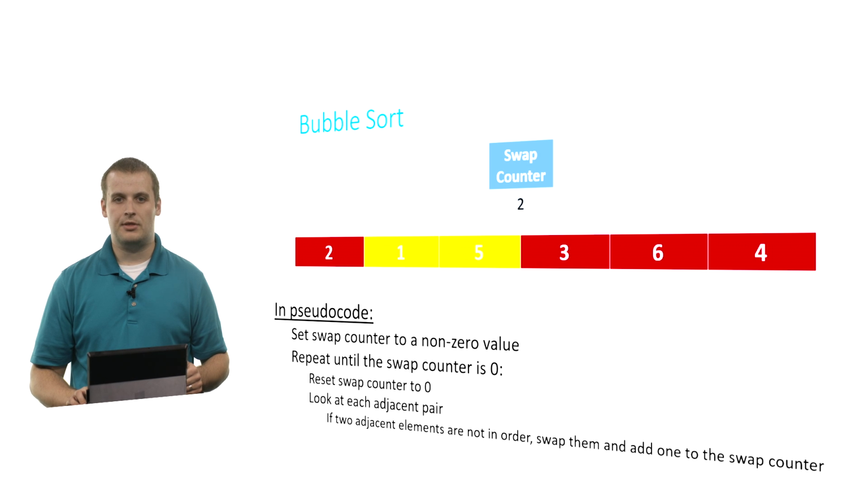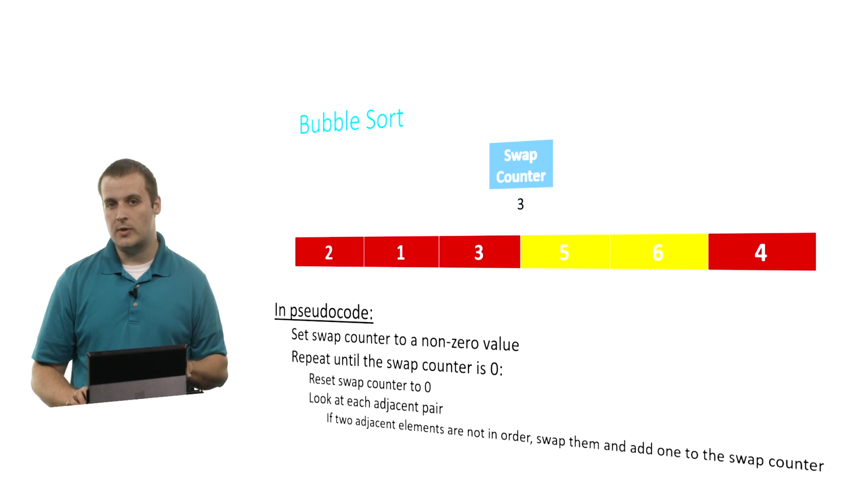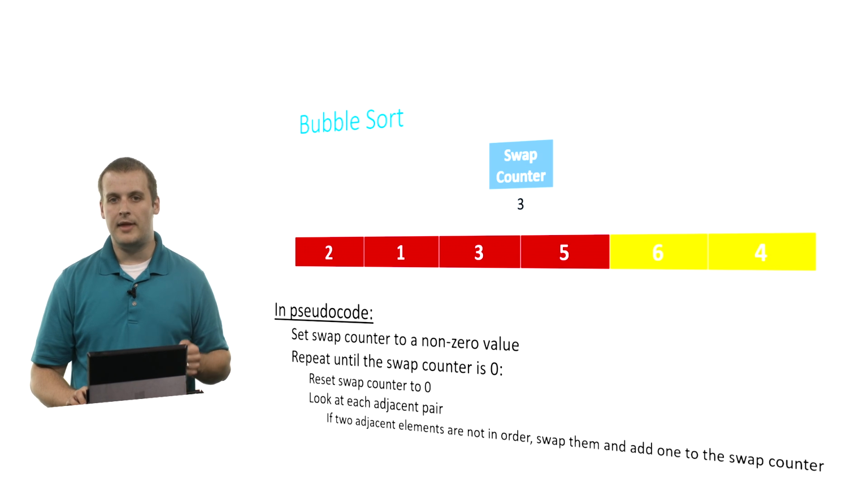Then we look at 5 and 3. They are out of order, so we swap them and we add 1 to the swap counter. Then we look at 5 and 6. They're in order, so we don't actually need to swap anything this time. Then we look at 6 and 4. They are also out of order, so we swap them and we add 1 to the swap counter. Now notice what's happened. We've moved 6 all the way to the end.